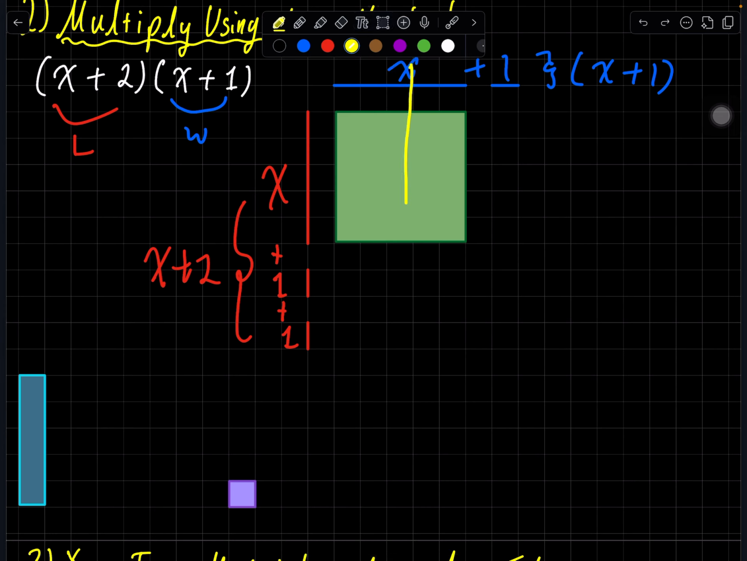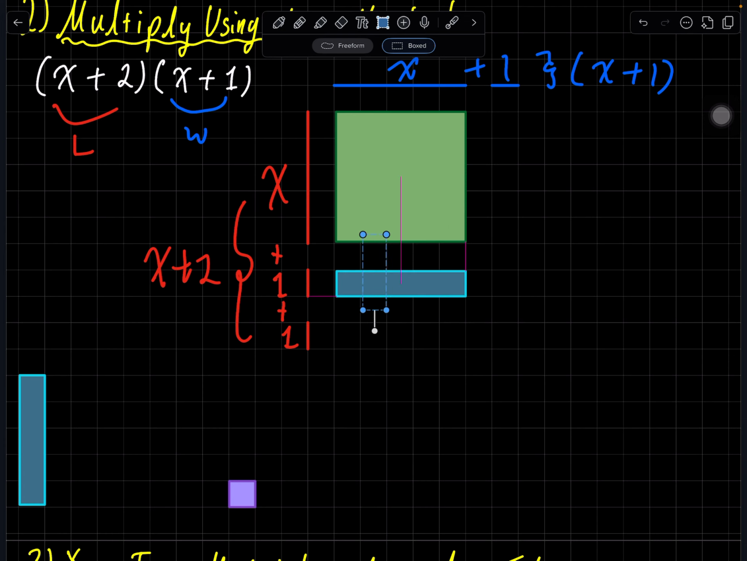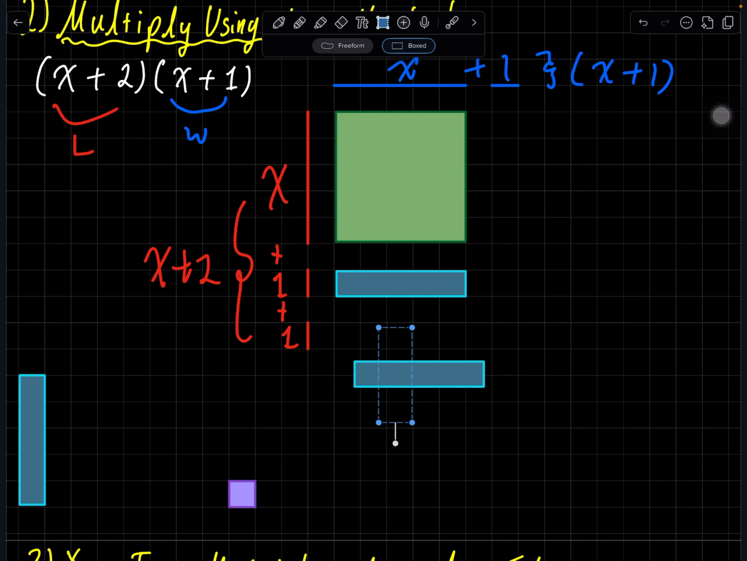Going down, x is now going to need to multiply by 1. So the area that has a length of 1 and a width of x would be this blue bar. 1 times x is just x, so we're going to use the blue bar. Again, x times 1 is still the blue bar x. So let's reorientate it, just like so.